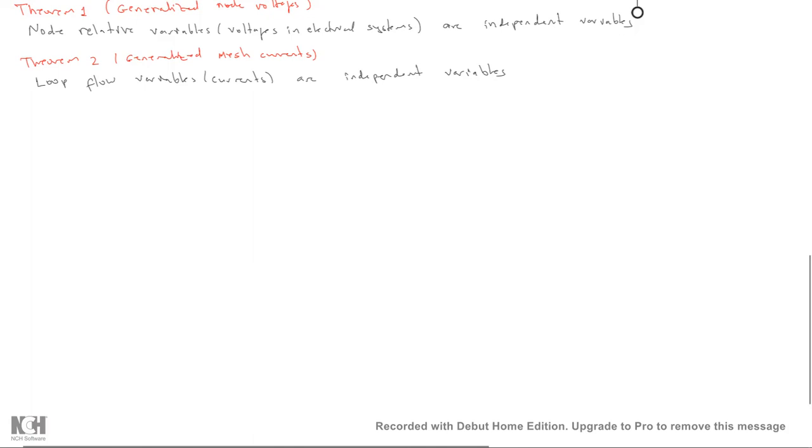The node relative variables are independent variables in any physical domain, and in any physical domain, the loop flow variables, corresponding to the loop currents in electrical circuits, are an independent set of variables. Which means that if I can solve either node relative variables or loop flow variables, I'm able to find out everything that needs to be known about the system, complete my analysis, and carry out my modeling requirements.